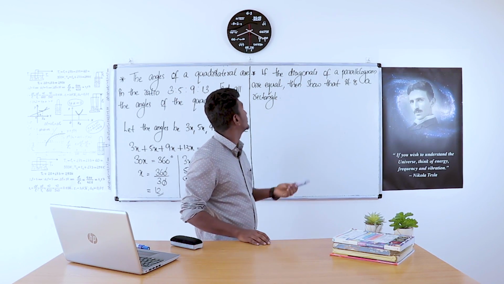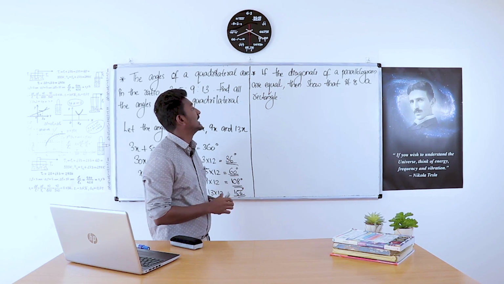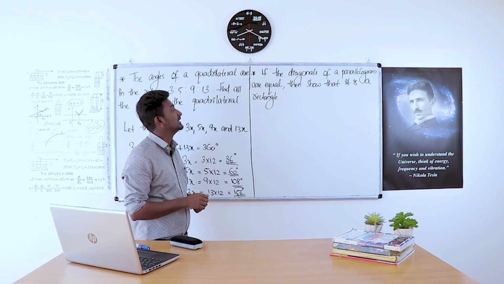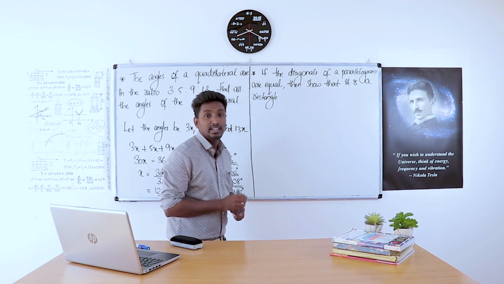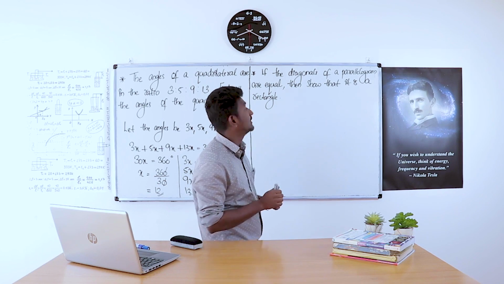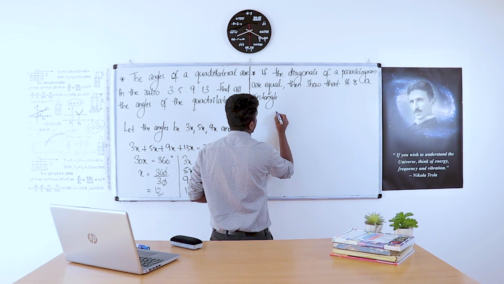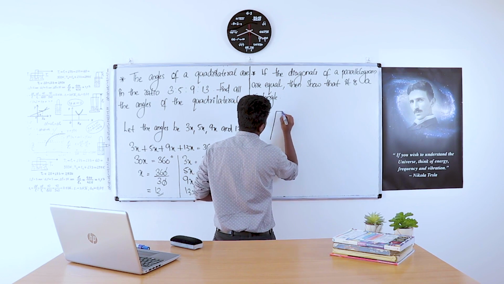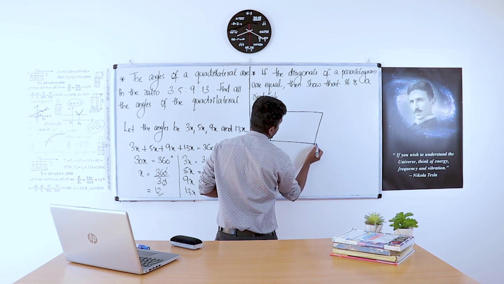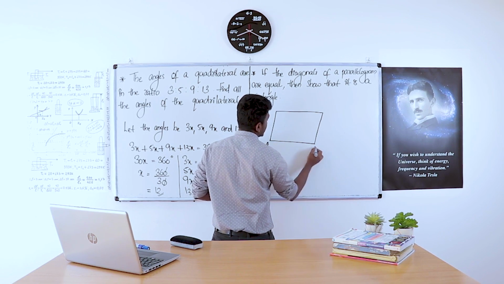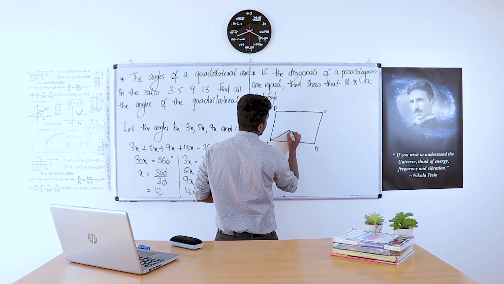If the diagonals of a parallelogram are equal, then show that it is a rectangle. So consider a parallelogram, and if the diagonals of this parallelogram are equal, then we have to show it is a rectangle. So first we are considering a parallelogram, and this is our parallelogram. I am naming it as A, B, C and D, and I am drawing both the diagonals.